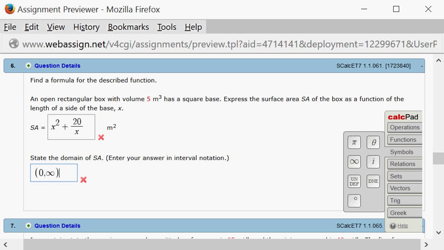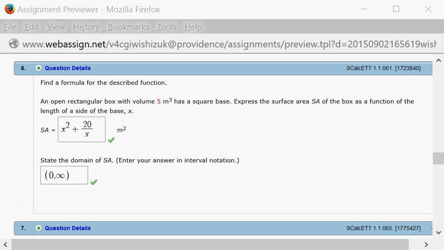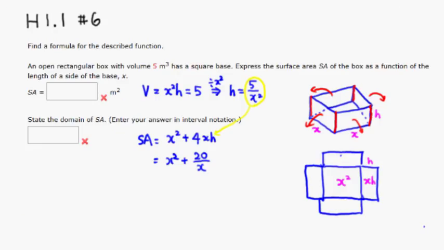Let's double check. Let's go down and submit for testing. It came back and looks like we got this one correctly. That's it. I hope that this was clear.